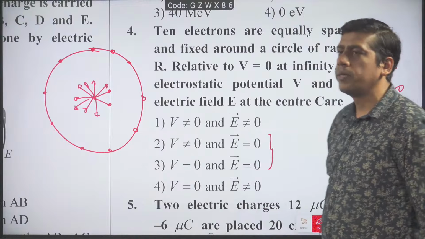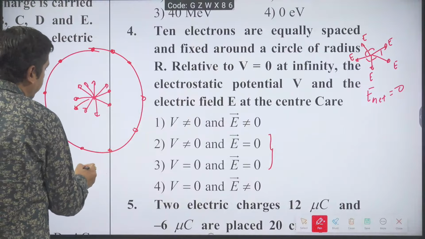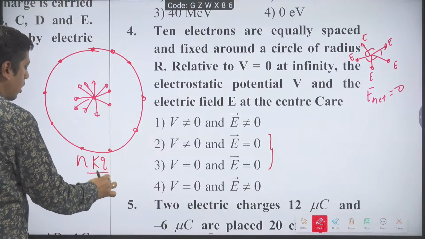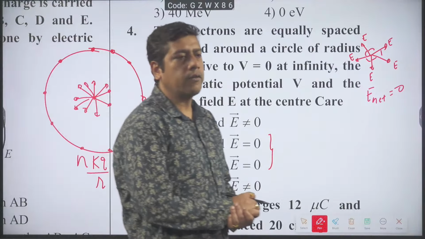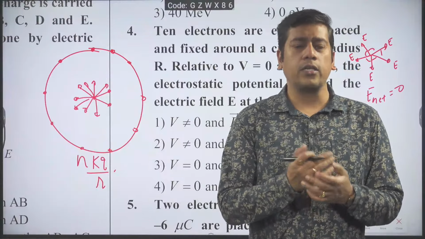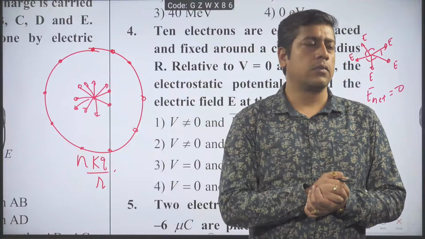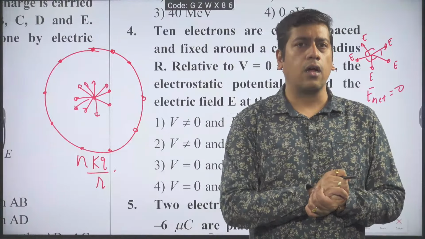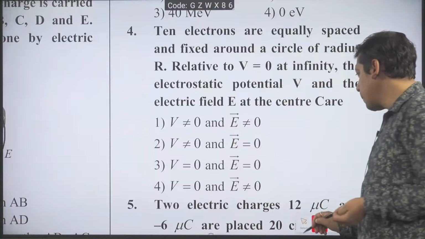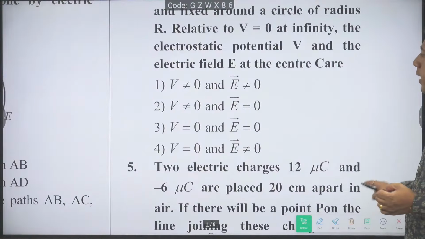So 2 and 3 should be the options. But the potential is a simple addition, which is n kq by r. Because potential is not a vector quantity, it will simply follow scalar addition, and all potentials due to electrons will be negative only. This is a very simple question. I hope you understand. Option number 2 is correct. The potential is non-zero, but the electric field is 0.